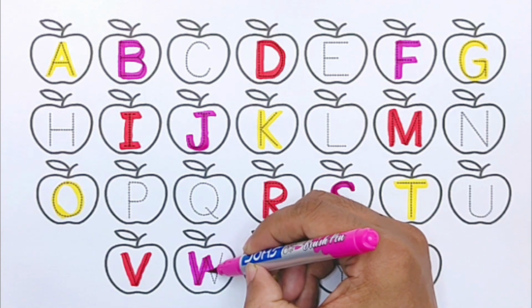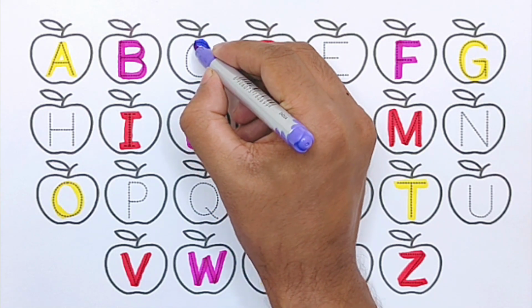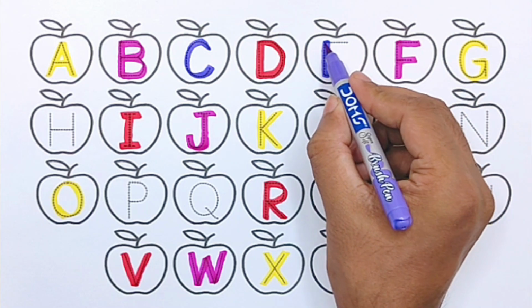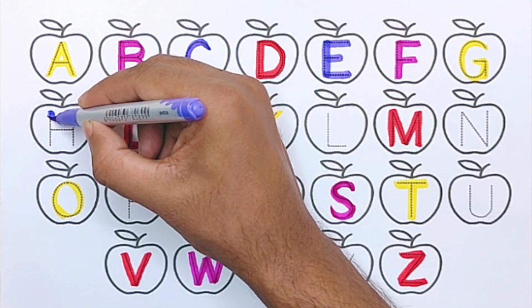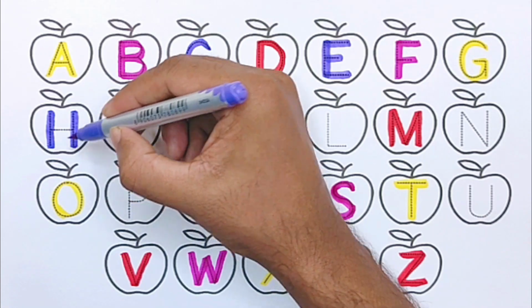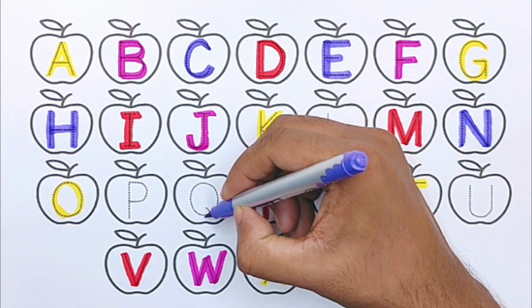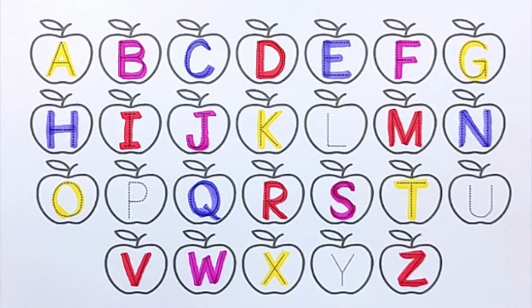W for waiter. Purple color. C for cherry. E for eraser. A for hamburger. N for napkin. Q for quarters.